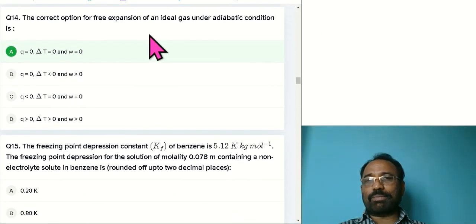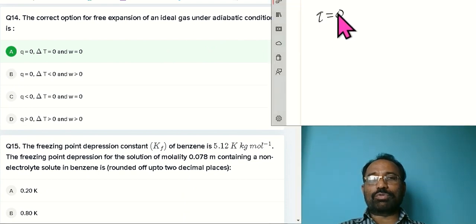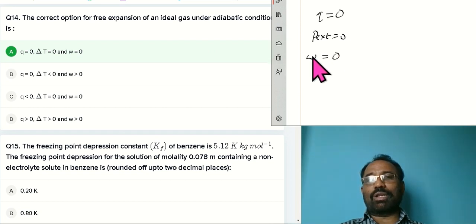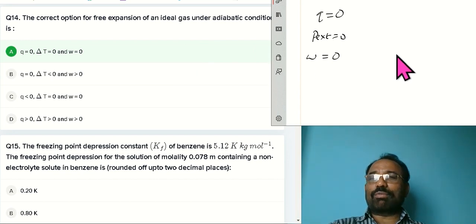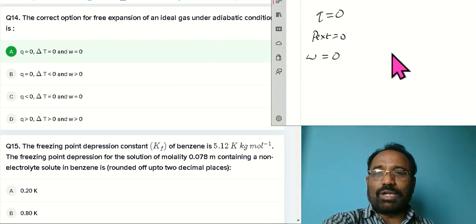For the free expansion of an ideal gas under adiabatic conditions, in an adiabatic condition Q equals 0, and in free expansion P external equals 0. Therefore, the work done equals 0. If the work done equals 0, there is no change in temperature. Therefore, the right answer is A. This is from 11th class thermodynamics.